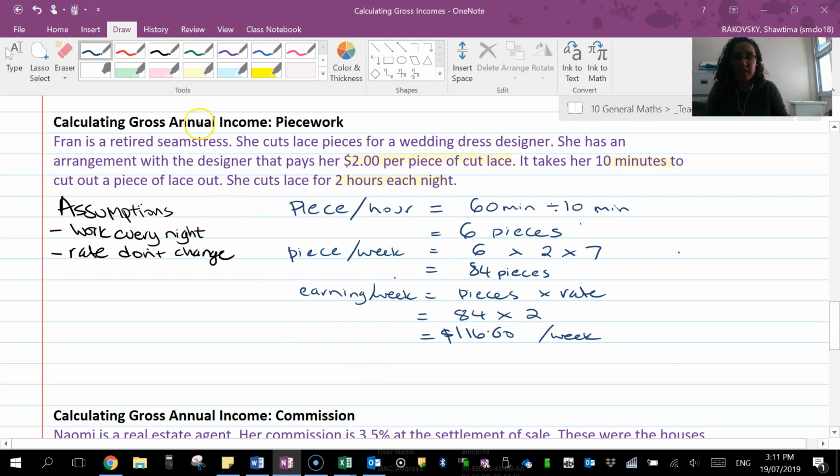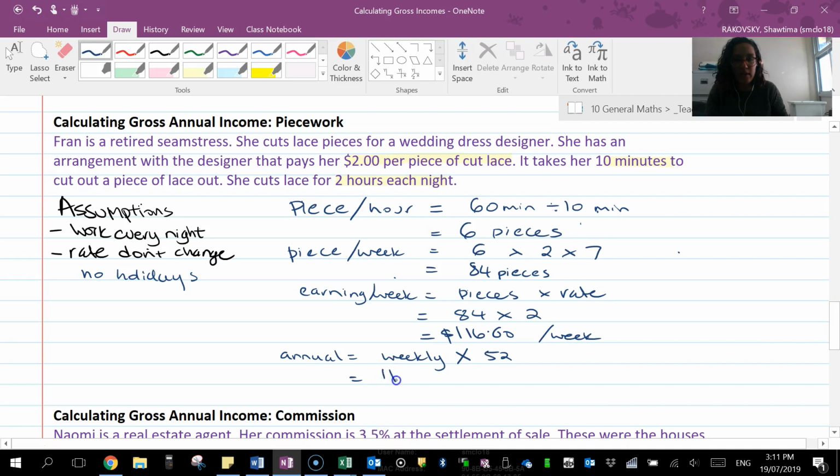But the question is the annual income. So that's going to be annual equals weekly times 52, because we're assuming that she does the work every night and she doesn't take any holidays. So I'll put that as well. No holidays.